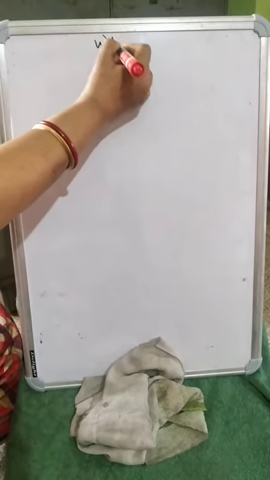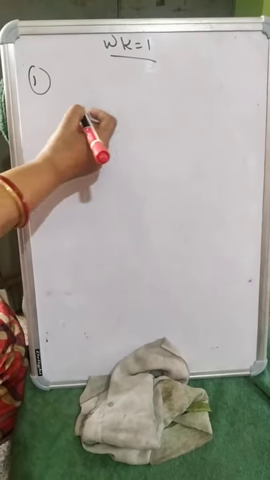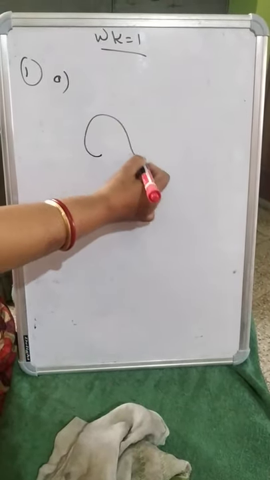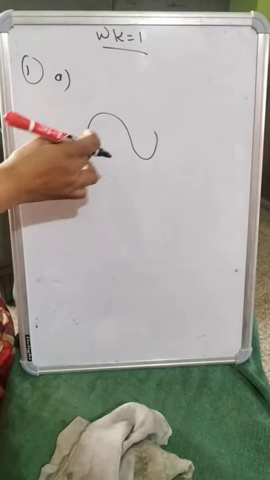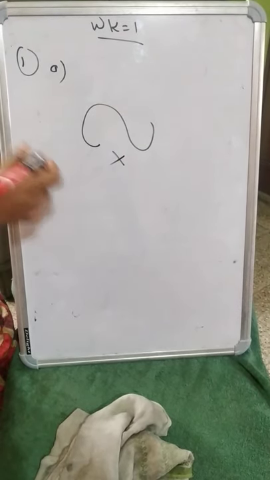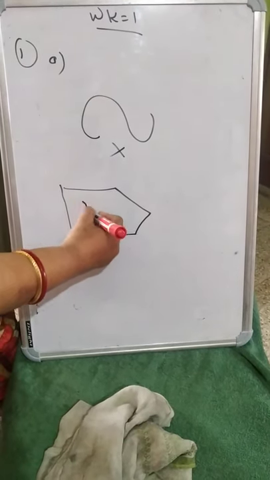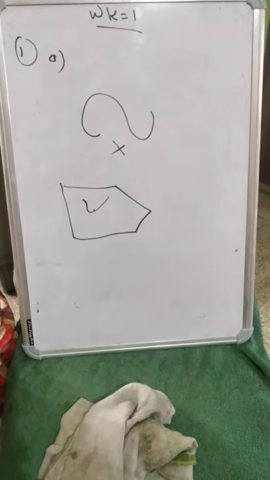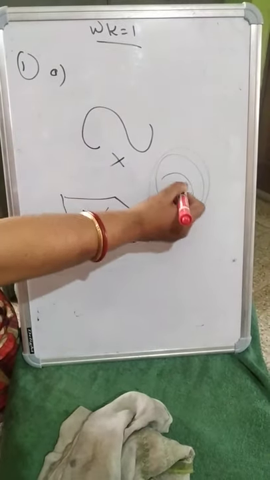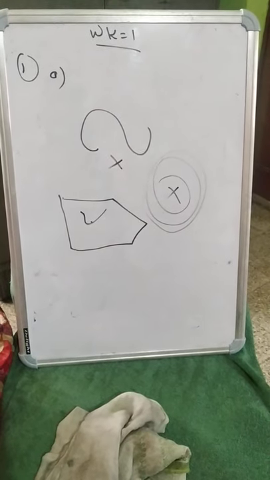In worksheet number 1, question number 1, tick the closed figure in the following. So for example, you have to tick those pictures which are closed. Is it a closed figure? No. Here it is open. The lines are not joined. So it is not a closed figure. Now, here is it a closed figure? Yes. Here the line segments are joined. They are closed. So the figure is closed. Is this a closed figure? No. This is not a closed figure. So in this way you have to tick those figures which are closed figures.